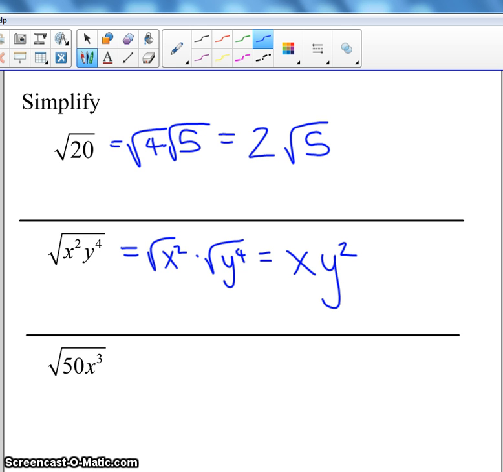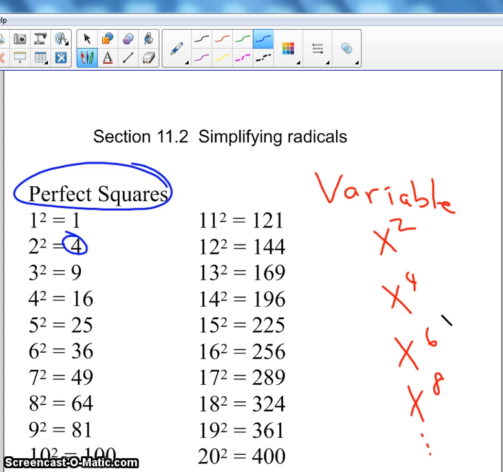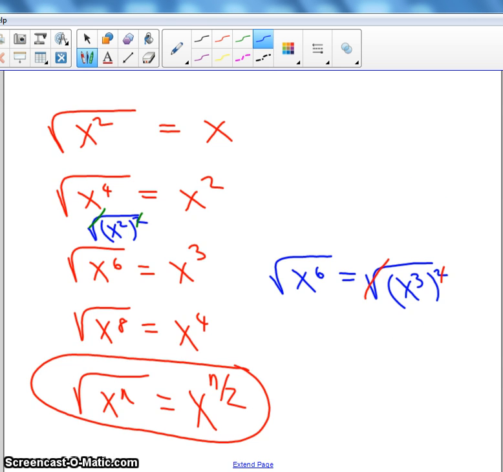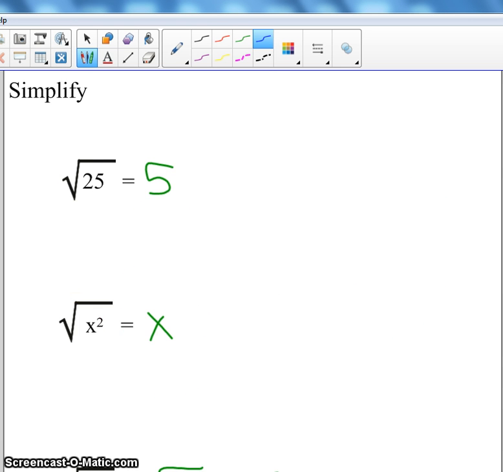On the last example, you see the numbers mixed with the variables. So what we have here is factors of 50 are 25 times 2. Let's rewrite x to the third as perfect squares. If we recall, perfect squares are those powers that are even numbers. So rewriting that will look like this.